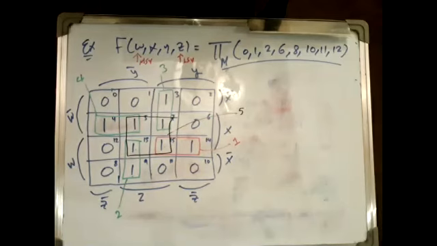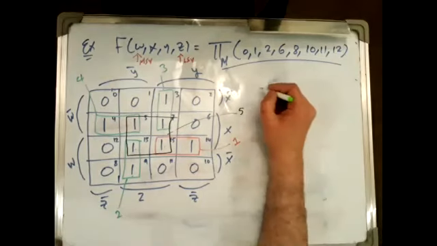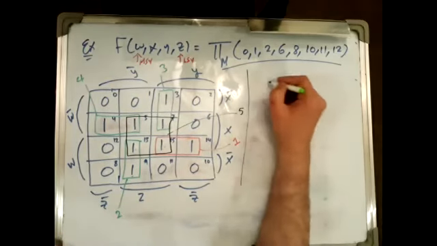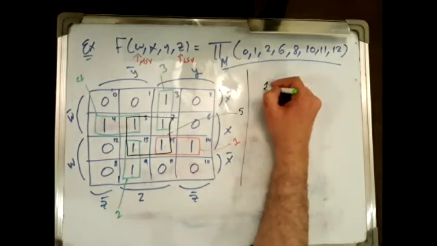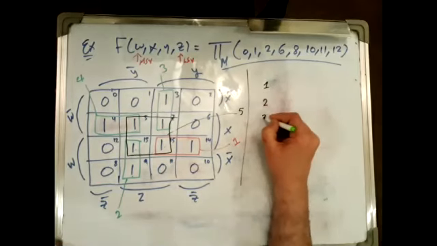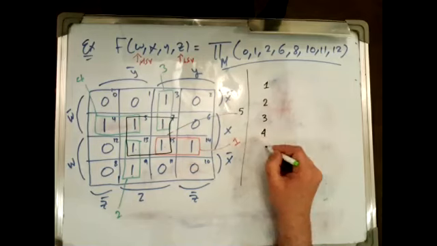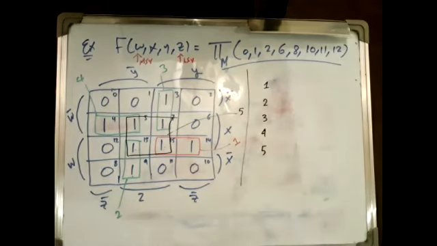Can we define other rectangles? Can we define other prime implicants on this map? No, these are all the choices. These are all the options that we have. So if we list them here, this is prime implicant number 1, prime implicant number 2, 3, 4, and 5. Let's try to find the logic expressions for these prime implicants and identify which is essential.